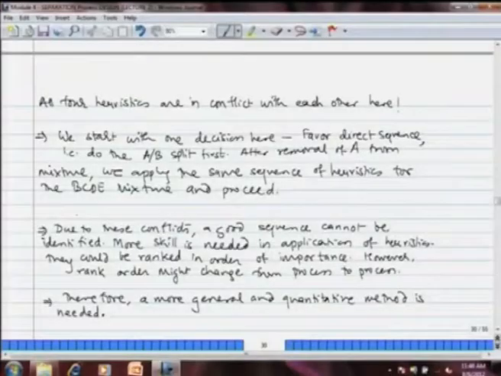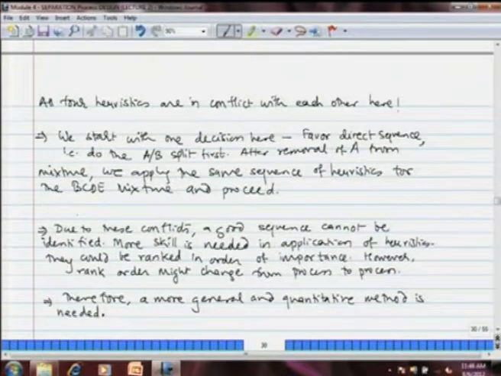Again, you will see that these are in conflict with each other. Again, you have to choose based on your other considerations, choose one of the sequences and then apply the 4 heuristics. Now, due to these conflicts, it is difficult to establish a good sequence with these heuristics. Although you can arrive at a few good sequences, it is difficult to devise a single best sequence. So, more skill is needed in application of these heuristics, and they could be ranked in order of importance. However, the rank order might change from process to process, depending on the components and nature of the process.